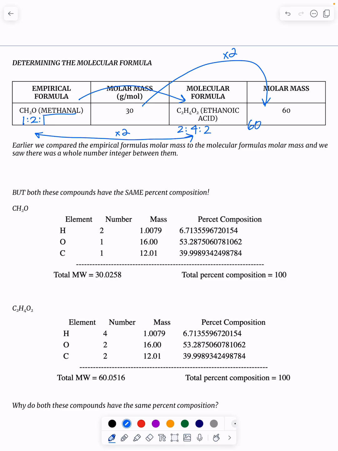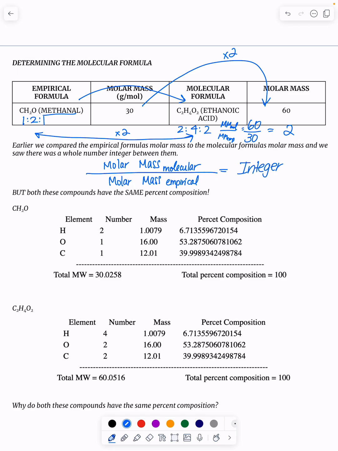Or I could see that 60 over 30 is equal to 2. The molar mass of my molecular divided by the molar mass of my empirical gives me that integer that I'm multiplying by. So let's keep that in mind. The molar mass of the molecular divided by the molar mass of the empirical gives me the integer multiple by which to multiply.